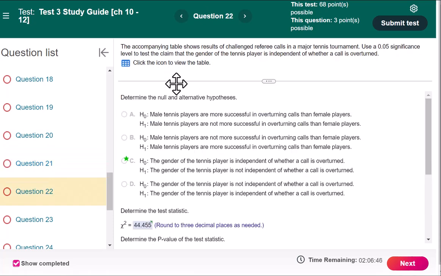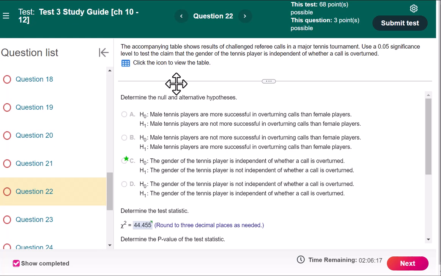All right, next one, this is section 12.2. The accompanying table shows the results of challenge and reference calls in a major tennis tournament. Use a 5% significance level to test the claim that gender of the tennis player is independent of whether a call is overturned. This section is about testing whether the variables are independent of each other or dependent of each other.